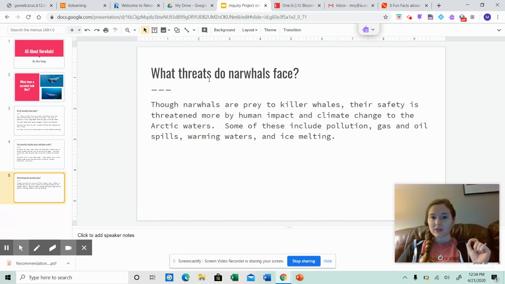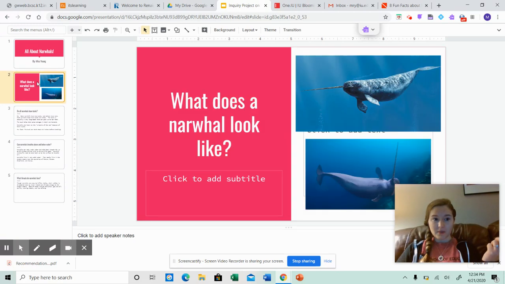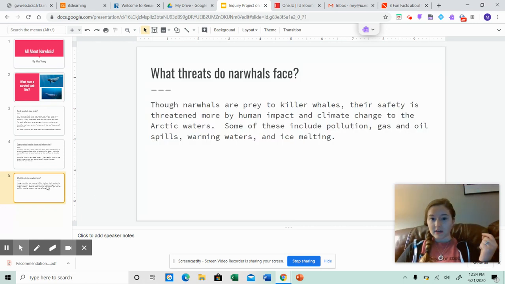For my third question, I put, what threats do narwhals face? Because I was thinking narwhals are pretty big. If you look at these pictures up here, that's a big animal. Even the babies are big with their big tusk. And so I wanted to know, what kind of predators do they have? What threats do they have?